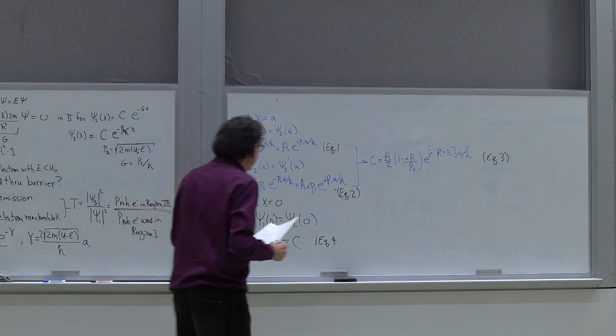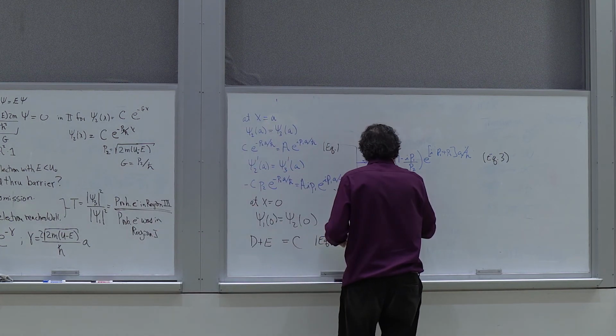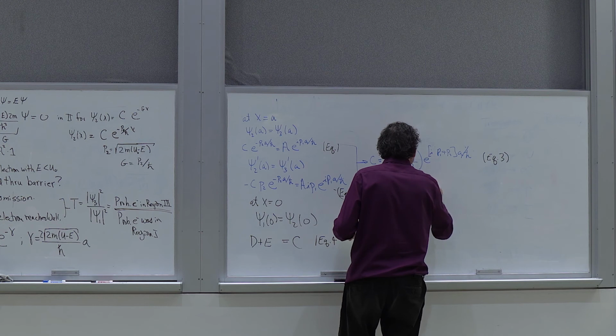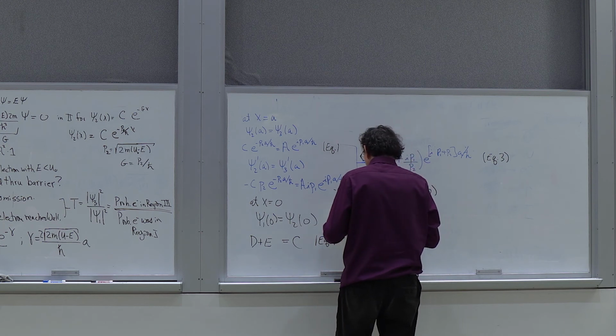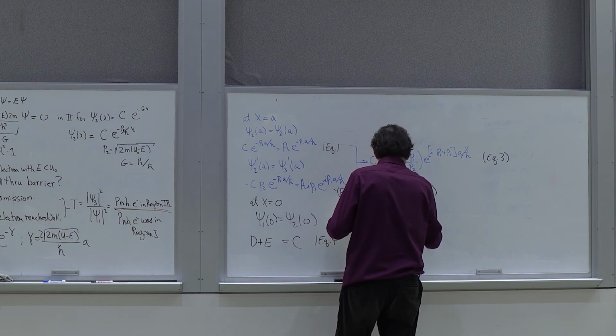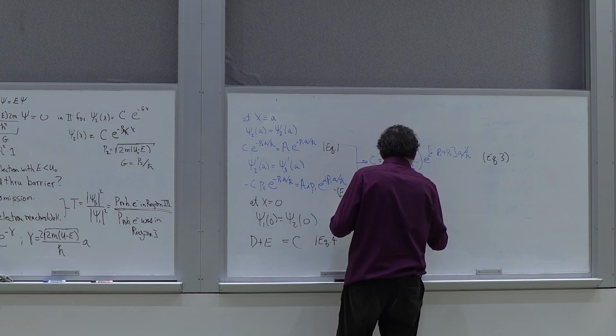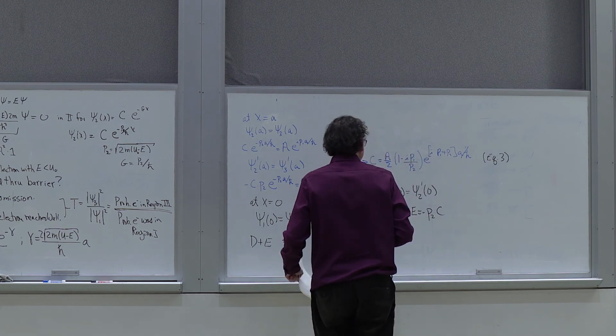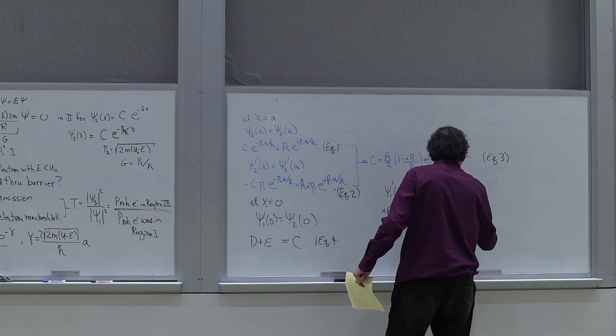And now I also have to have an equation for the derivative. The condition is that the derivative of psi 1 with respect to x evaluated at x equals 0 must be equal to the derivative of psi 2 evaluated at 0. And I get a new equation that says that IP1 times D minus IP1 times E is equal to minus P2 times C. And this is equation 5.